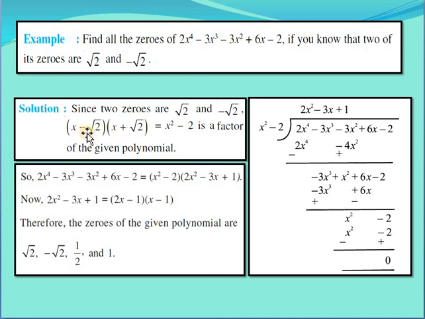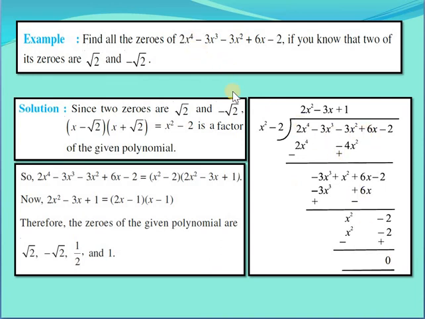If you multiply these two, you will get x into x, x square, minus root 2 into plus root 2, minus 2. So a minus b into a plus b is a square minus b square. X square minus root 2 square is x square minus 2. So that is a factor of the given polynomial. So we can divide this polynomial by x square minus 2. You should get the remainder 0.